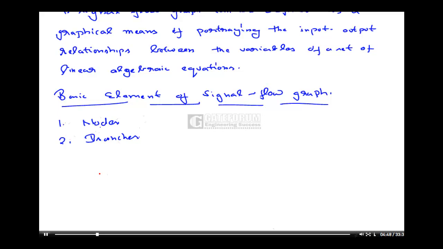For instance, I have one point here, this is my point y1, and this is my point y2. I am going from y1 to y2 with gain a12, that means y2 equals a12 y1. So this branch is connecting my two points y1 and y2. Now this can be further connected to some other node, and then again there will be a different branch for that. Likewise we connect all the nodes with the help of branches.